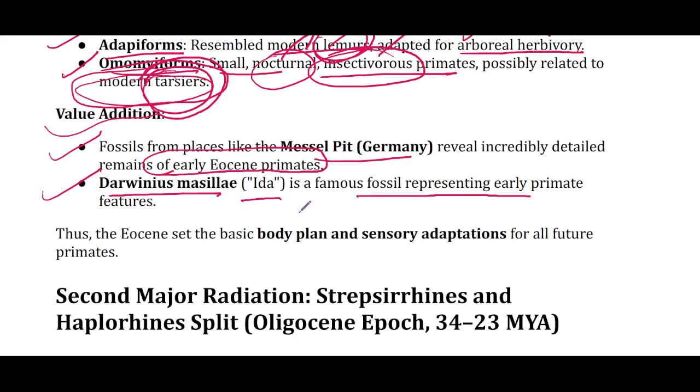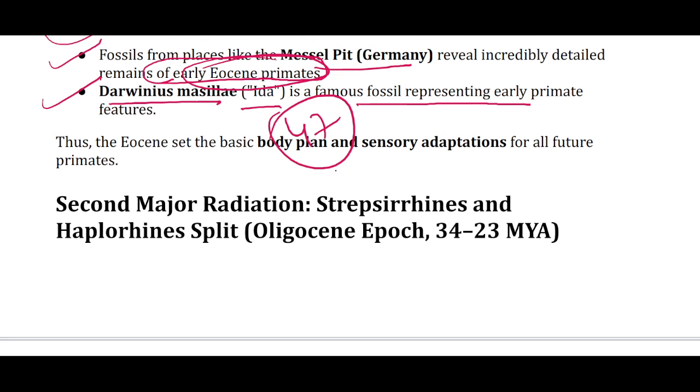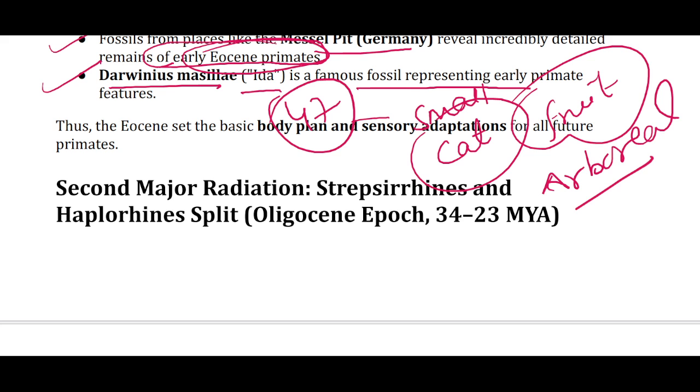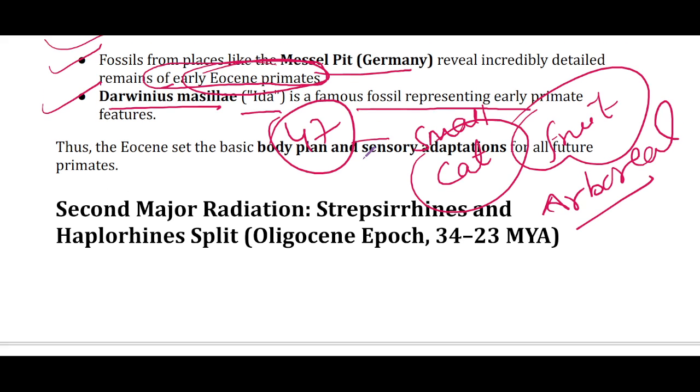This complete fossil was found around 47 million years ago during the same Eocene epoch, and it was small in size, small like a cat, likely ate fruits, had a herbivorous diet pattern, and was mostly arboreal. So these were the features that we have found so far.